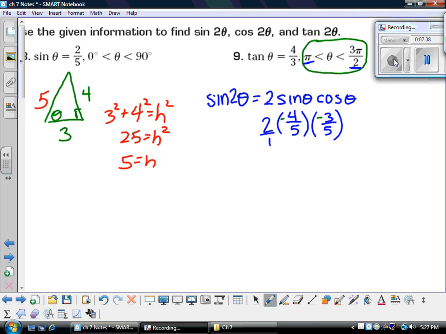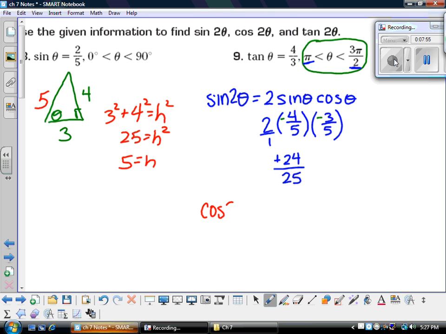So multiplying straight across, 2 times -4 times -3 is positive 24, pardon me. 5 times 5 is 25. So our answer is 24 over 25.